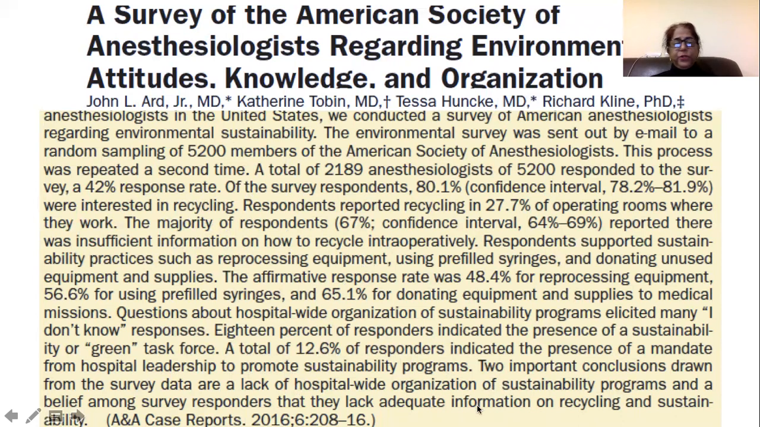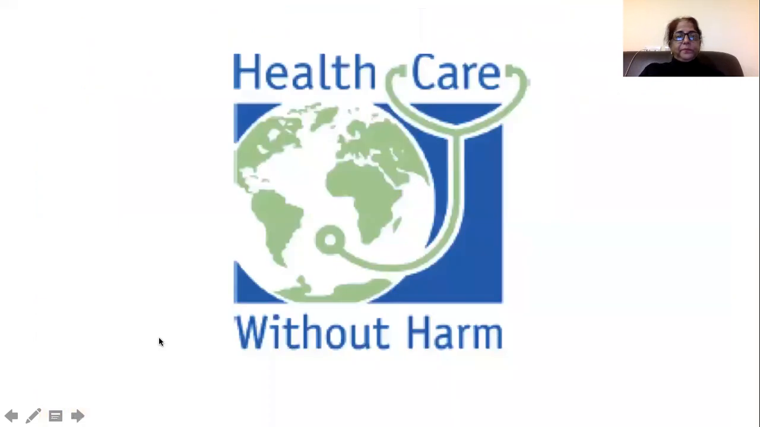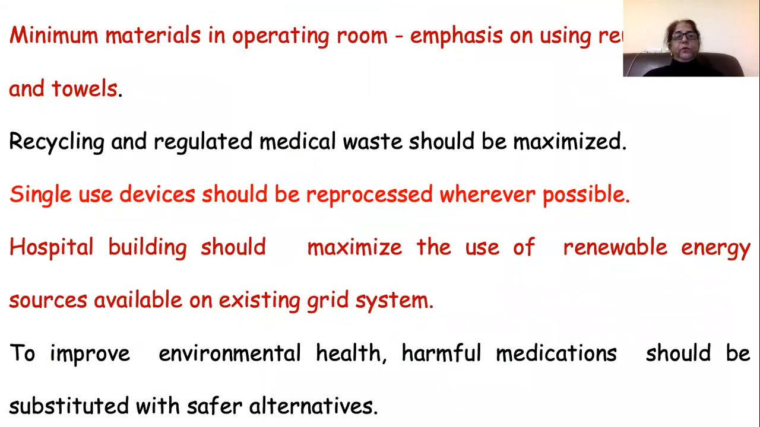So the important conclusion drawn from this survey was that there's a lack of hospital-wide organization of sustainability programs, and a belief among the survey responders that they lack adequate information on recycling and sustainability. Therefore, to minimize carbon footprint, one must try to use minimum materials in the operating room, whatever is needed. There should be emphasis on reusing linens and towels.